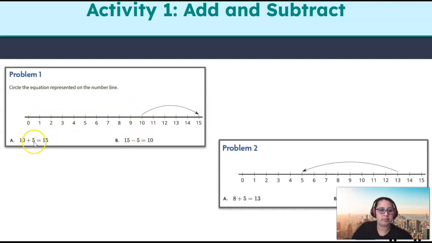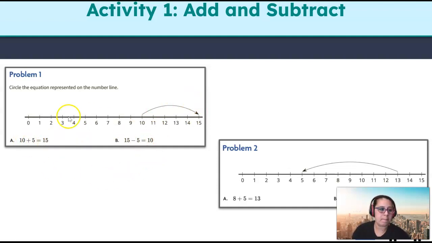So here's the first one. I want you to think about it, talk with your partner, and discuss which equation you think matches this number line in problem number 1. Remember, we're going to the right. So we are adding. Okay, which equation, does anybody want to share their answer? Pablo, you think it's A? Okay, let's find out.